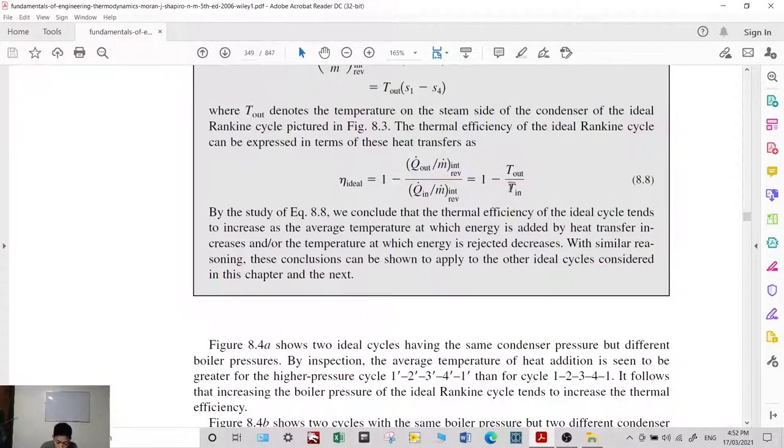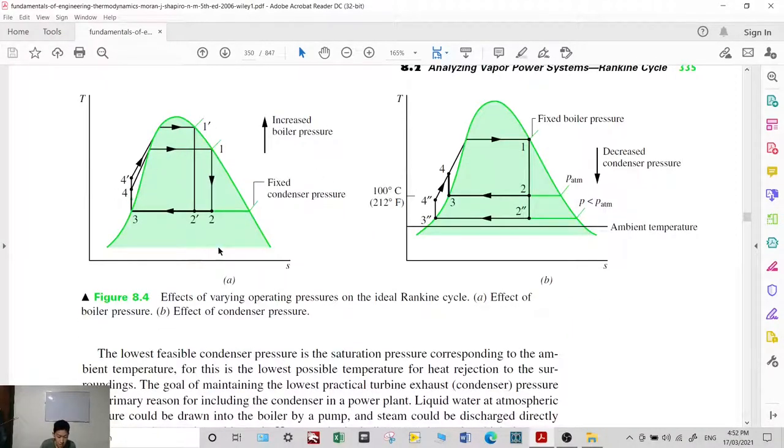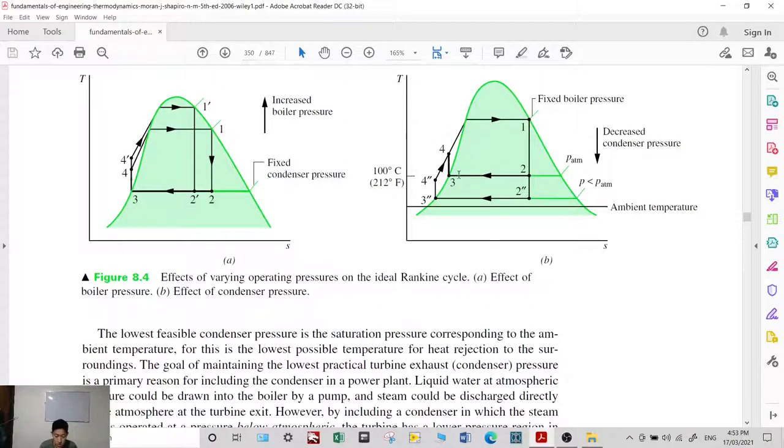Okay, so based on this equation, if we want to increase the thermal efficiency, then we should minimize this ratio. In order to minimize this, we can either increase this T in or decrease this T out. Based on this diagram, we can observe that if you increase the boiler pressure, the temperature increases as well, right? So in effect, your thermal efficiency is higher. Now, what is the effect if you decrease the condenser pressure? If you decrease the condenser pressure, we also increase the thermal efficiency. It is reflected in this graph. This represents the heat addition.